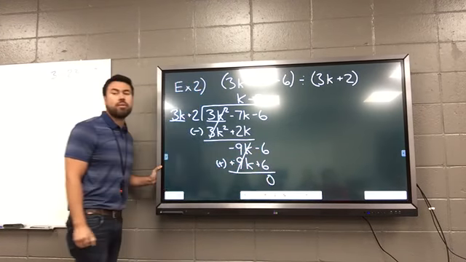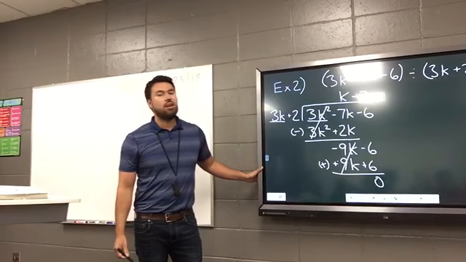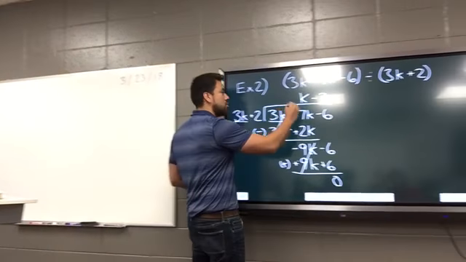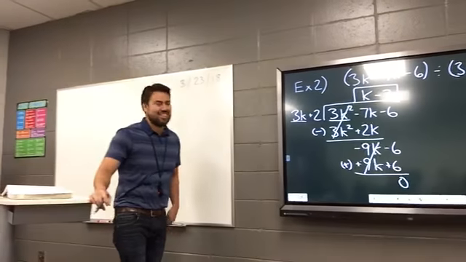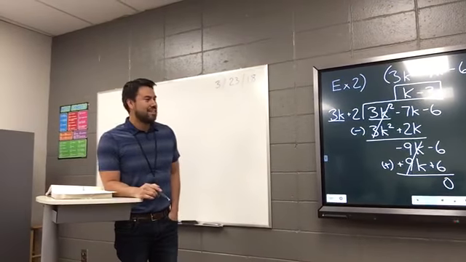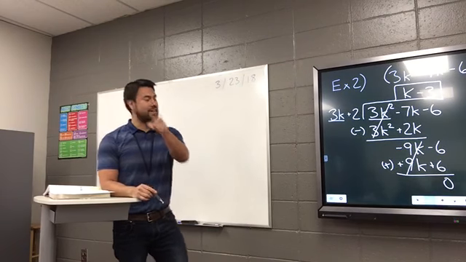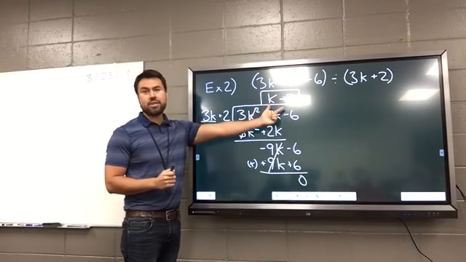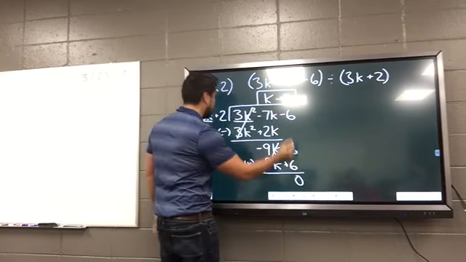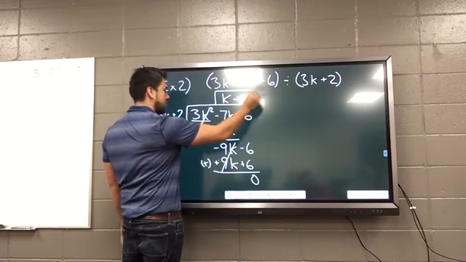Do you have a remainder? No remainder. This is your answer. Be careful with that. Okay, you guys okay with k minus 3? No remainder? You could put 0 over 3k plus 2, but that's a 0.